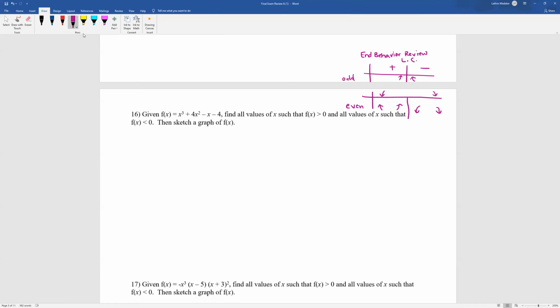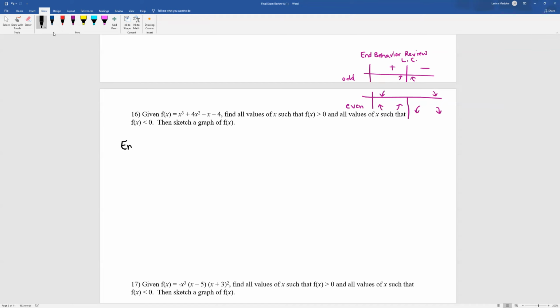So that's a little reminder chart of what's happening when we look at end behavior. And then we also look at the multiplicity of each x-intercept, or the zeros as we like to call them. And we found out in class that they have a specific behavior at the zero. So those are the pieces that we need to be able to graph this.